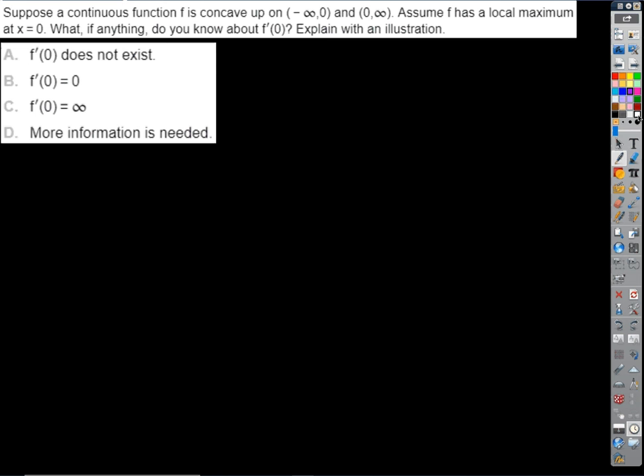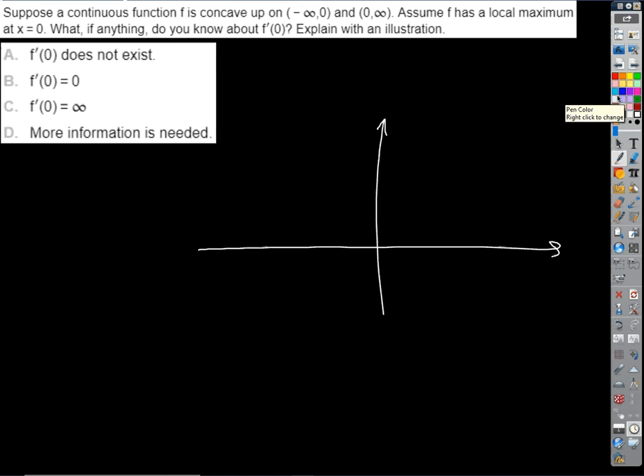So if this is, what's it gotta do? I said C. It's concave up, right? It's bowl shaped up. It has to do something like this, right? Yeah. Does that make sense?